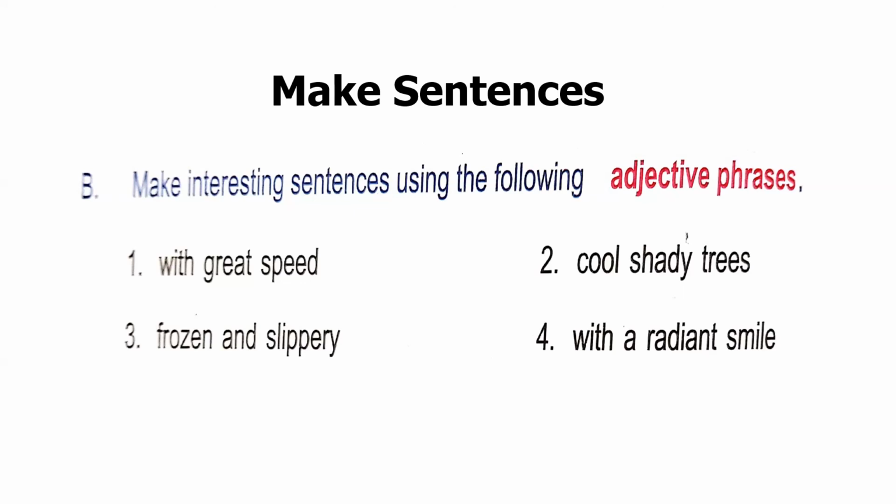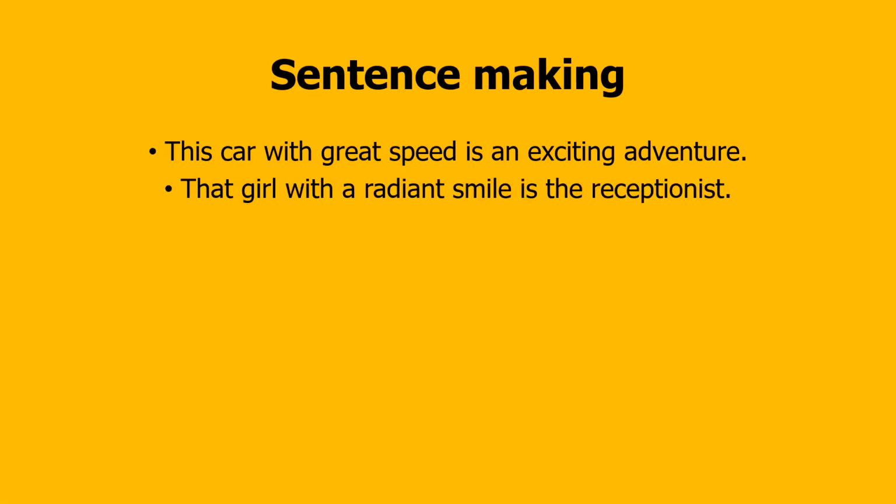Let's use the phrase with great speed. This car with great speed is an exciting adventure. This car that has great speed is described in the phrase with great speed. So with great speed in this sentence is describing this car. This is an adjective phrase.